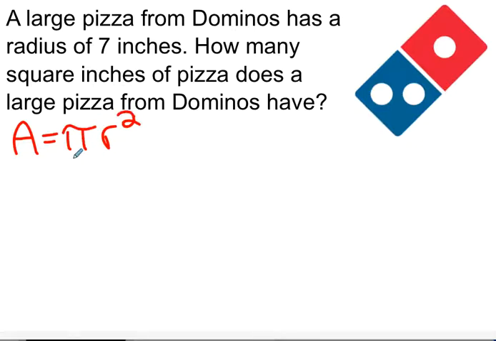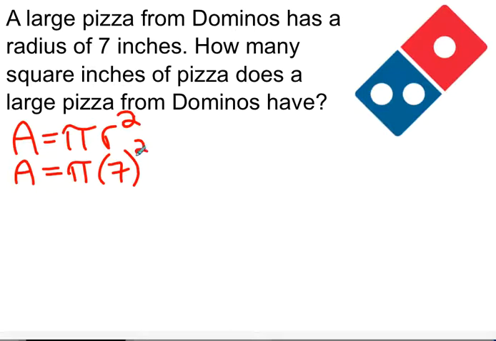What we need to do from here is we know what r is, right? The radius is 7 inches. So all we have to do is plug in 7 for r, and that's it. The only variable left would be a, since pi is not a variable. So if we did this on our calculator, I'll rewrite it. Area is equal to pi times 7 squared.